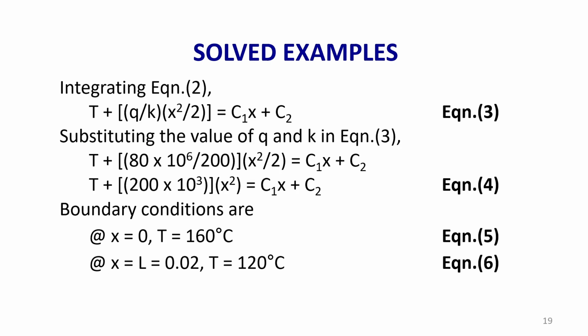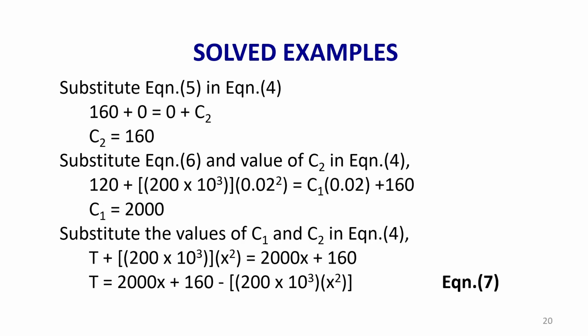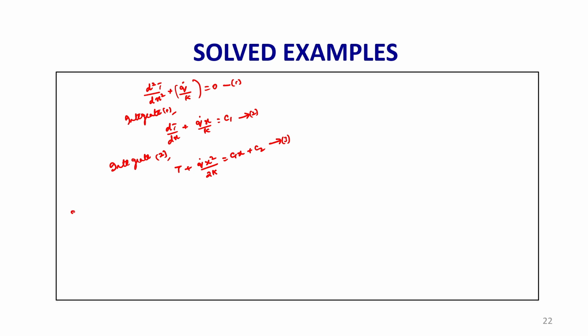Now, substitute the values of Q dot and K. Q dot is given as 80 megawatt per meter cube, that is nothing but 80 into 10 power 6 watts per meter cube. Q dot is heat generated per unit volume, it is not per unit area, it is per unit volume. So, substitute the values of Q dot and K in equation 3.